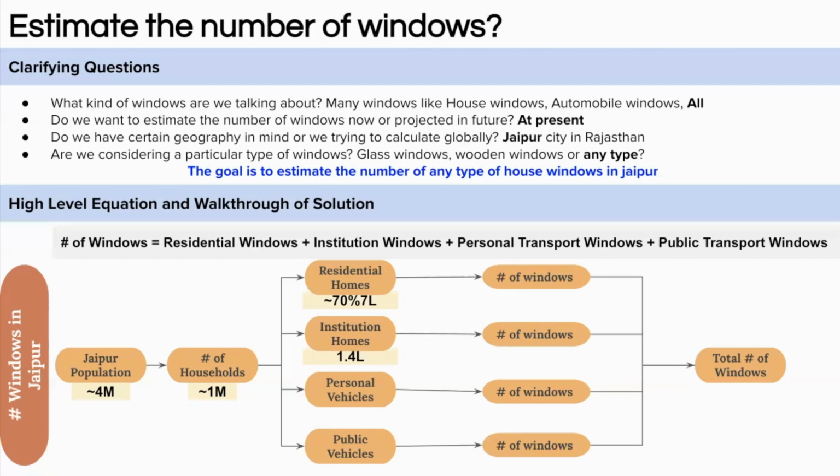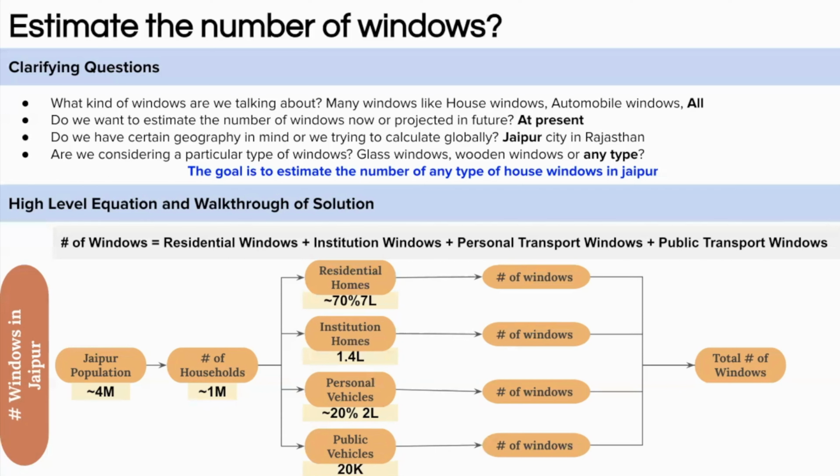To calculate the personal vehicles, let's assume that 20% of households own a personal vehicle, that is like a car. That is around 2 lakh cars, right? Now, if we have 2 lakh cars, let's assume that 10%, that is around 20,000, are public transport like buses, trucks, etc. Right? It is the same calculation as we did while calculating institutional buildings from the residential homes. Now summarizing, we have 7 lakh homes, 1.4 lakh institutional buildings, 2 lakh vehicles and 20,000 public vehicles.